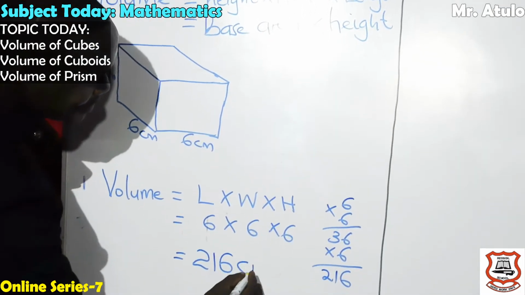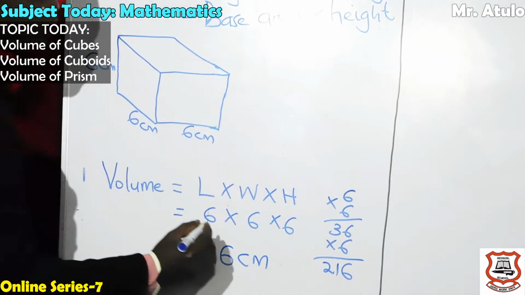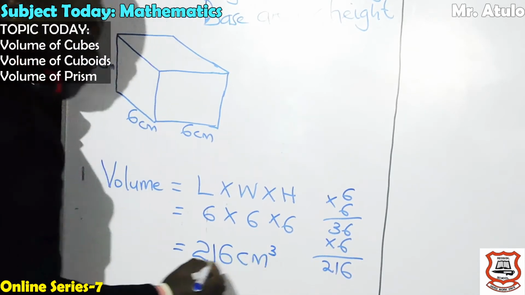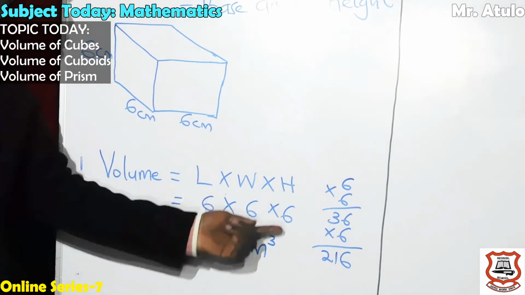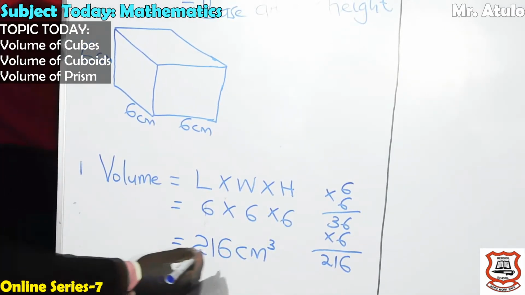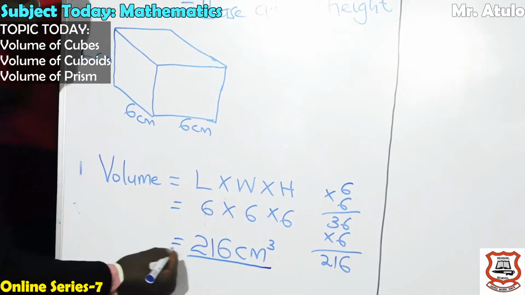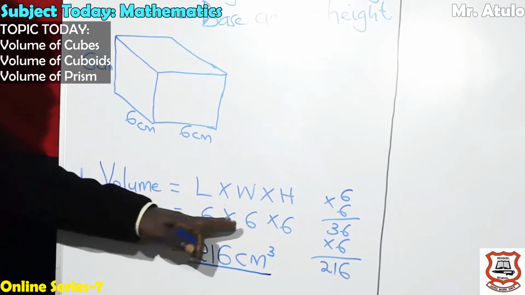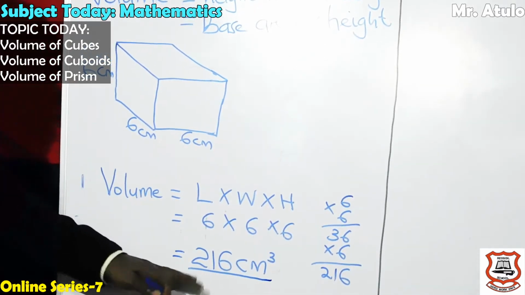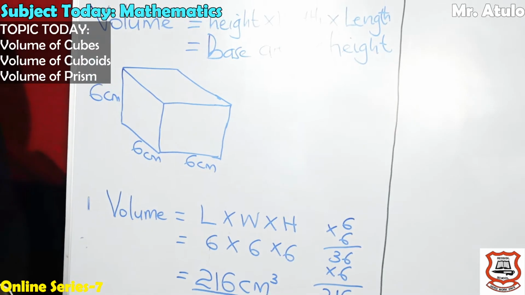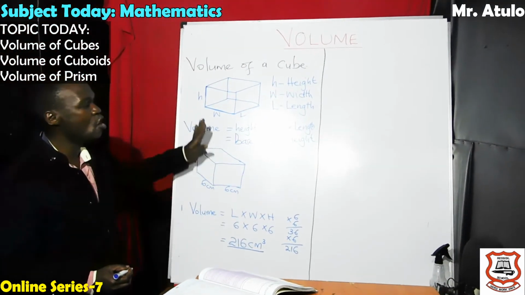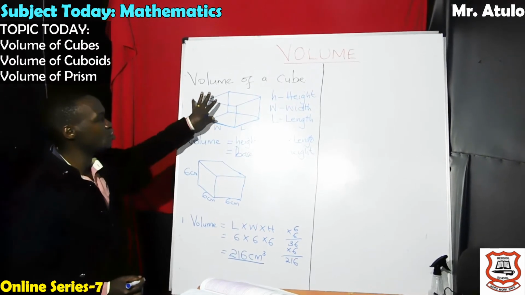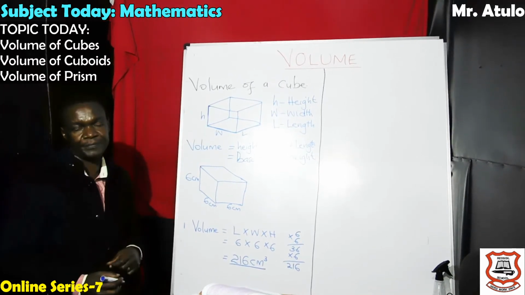So our volume is going to be 216 centimeters. And which unit do you write? Cubed. Centimeters cubed. That means 1, 2, 3. That's why we say cube. This is the volume of the cube that we have here. 6 times 6 times 6 gives you 216 centimeters cubed. You can use this formula in working out all sums pertaining to cubes and you will never go wrong.